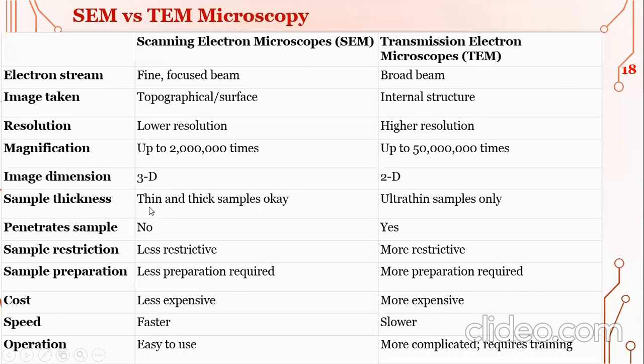And sample thickness, thin and thick samples are okay. So if we take thin samples or thick samples, that's okay for SEM. But for TEM, for transmission, ultra thin samples are used. And penetration of samples occurs or not. So here no penetration of the beam into the sample, but here the penetration will occur. Sample restriction, that is less restrictive. Here that is more restrictive. And sample preparation, less preparation is required. Here more preparation will be required, more time will be required.